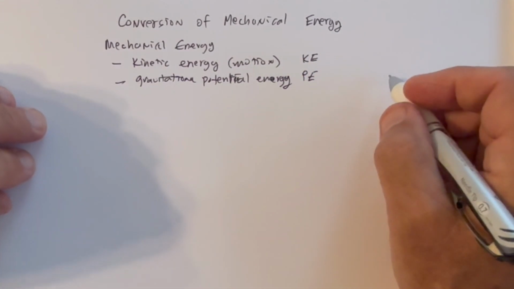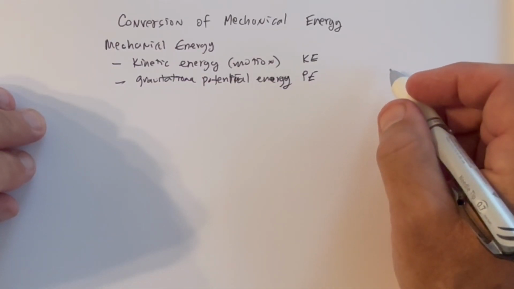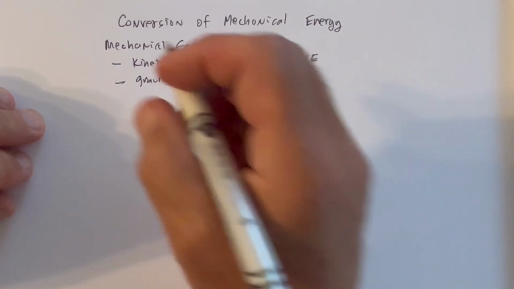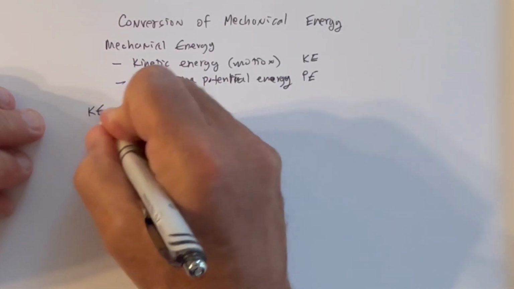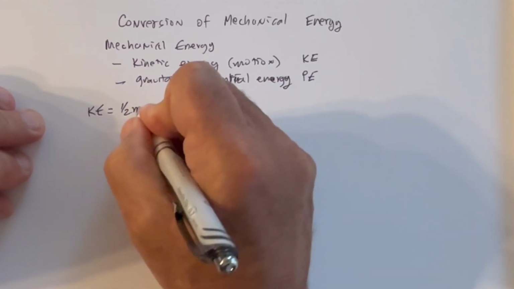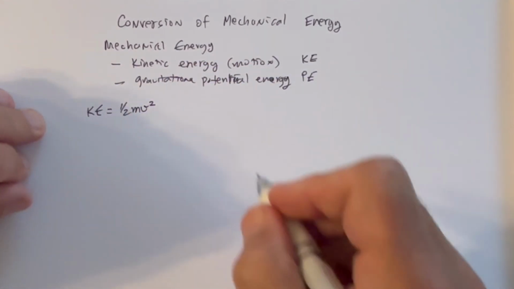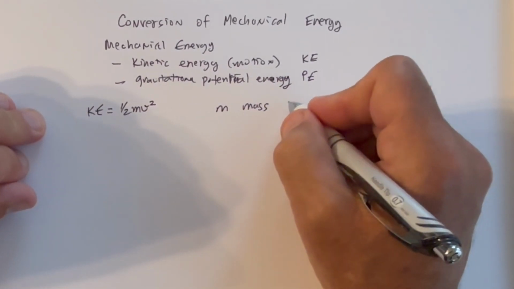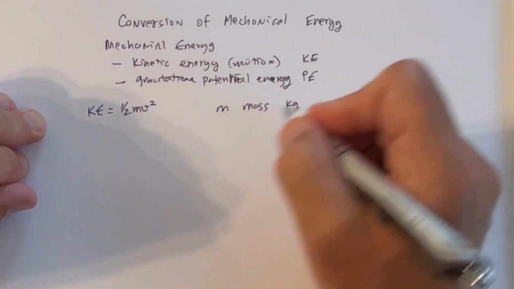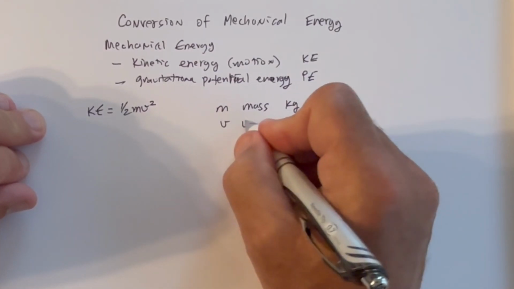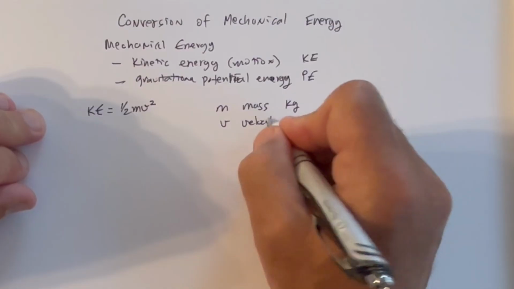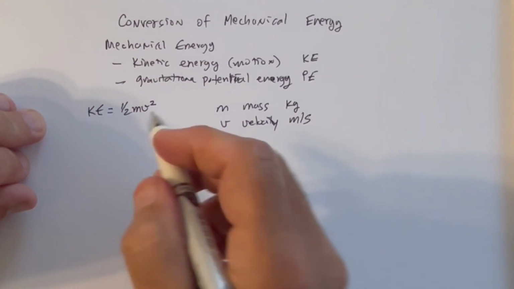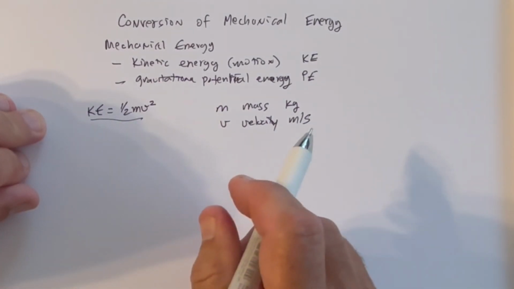In other words, if we have an object above the ground, it has potential energy because the gravity will pull it down. So let's write down our equation for kinetic energy. That's 1/2 mass times the velocity squared, where m is the mass of the object, and that is going to be in kilograms. That's the units. And the velocity, v, has units of meters per second. So there's our basic formula for kinetic energy.